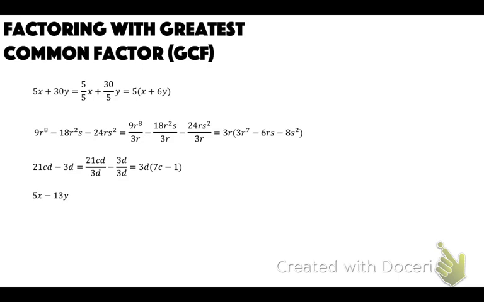Last one. So this one, 5x minus 13y. Nothing can be pulled out of that. Like 5 doesn't go into 13. X and y are different variables, so nothing can be pulled out of that. 5 and 13 are both prime numbers.